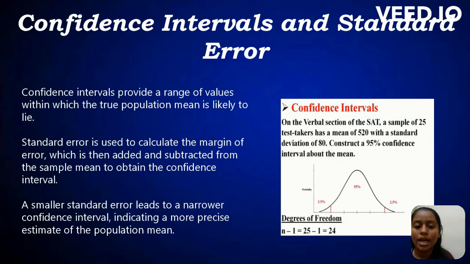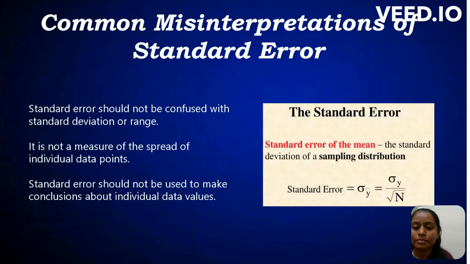Confidence intervals and standard error. Confidence intervals provide a range of values within which the true population mean is likely to lie. Standard error is used to calculate the margin of error, which is then added to and subtracted from the sample mean to obtain the confidence interval. A smaller standard error leads to a narrower confidence interval, indicating a more precise estimate of the population mean.